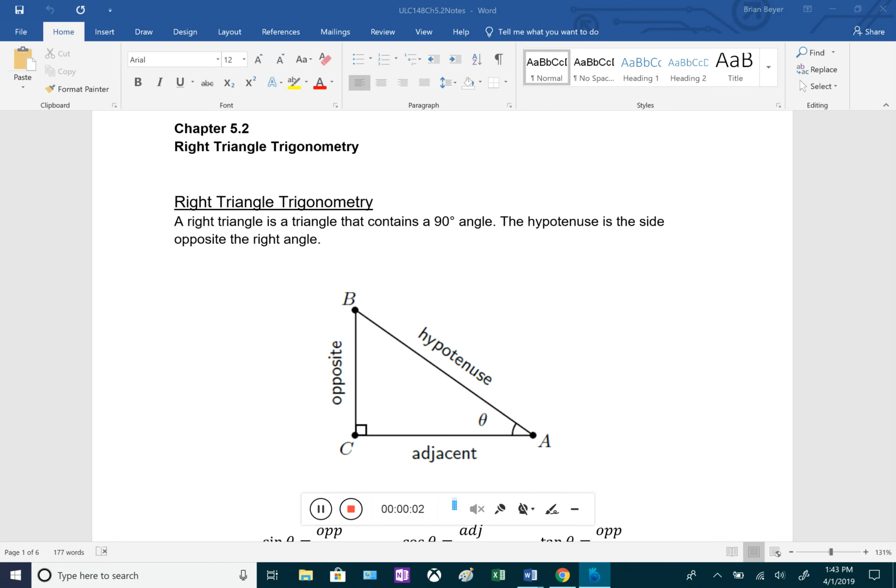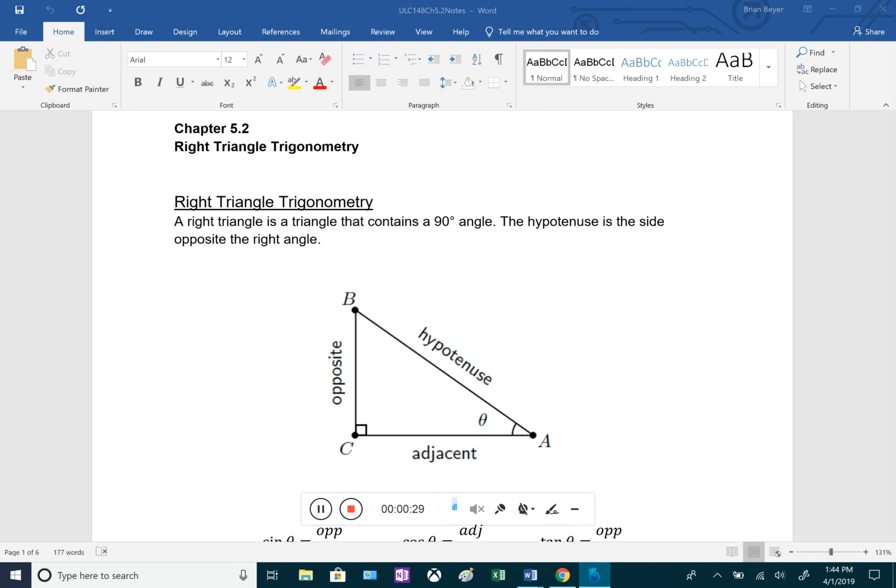So now in chapter 5.2, we're going to be continuing and getting into more trigonometry. It's right triangle trigonometry. Something that I'll probably mention a lot is that when you think about trigonometry, there are three main ways you should think about it. You should think about right triangle trigonometry. You should think about the graphs, which we'll be getting into. And you should also think about it in terms of the unit circle, which we'll be getting into.